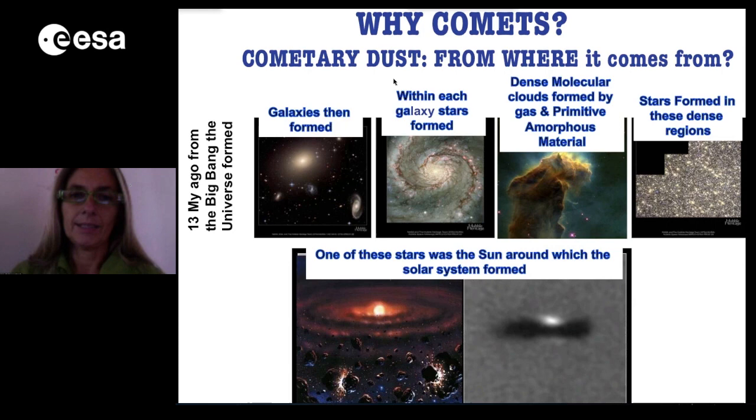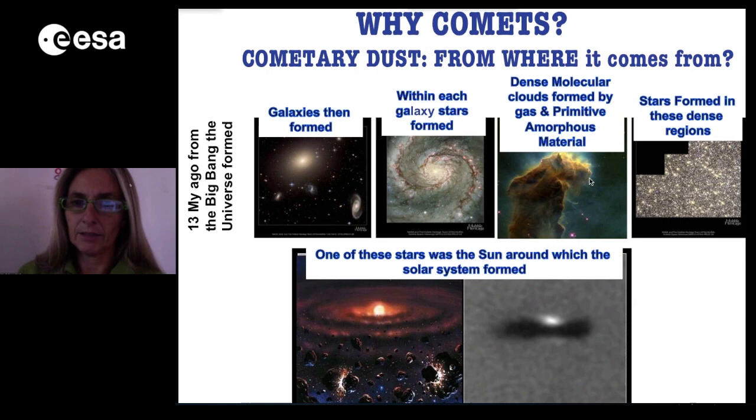Let's start from the very beginning, 13 billion years ago, from the Big Bang, the universe formed. And then from the homogeneity present at that moment, galaxies formed. And within each galaxy, I'm showing you a spiral galaxy here, which is similar to our galaxy, there are some regions that are formed by dust and gas. These are dense molecular clouds in which some primitive amorphous material is present. And this is the region where actually all the stars formed, and as the other stars, also our sun formed.